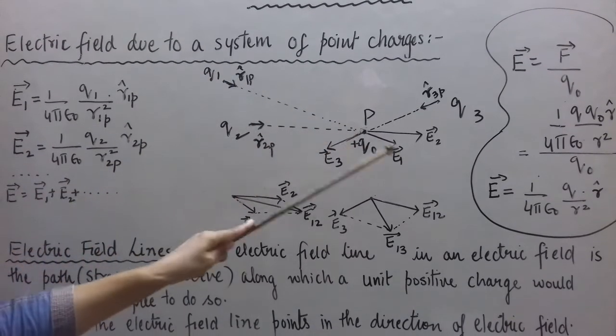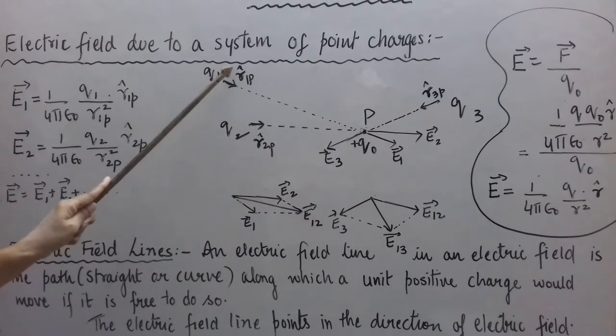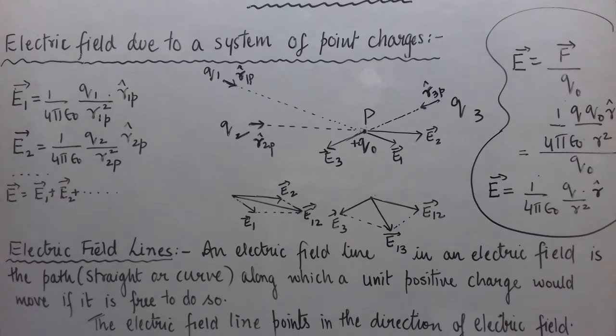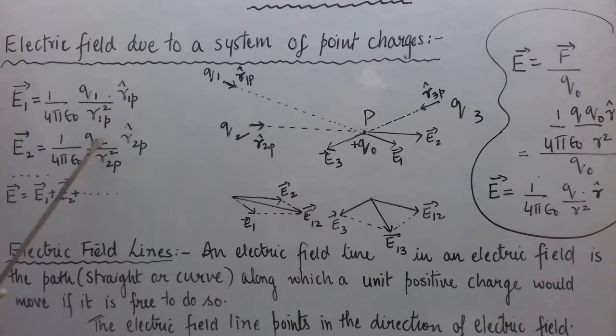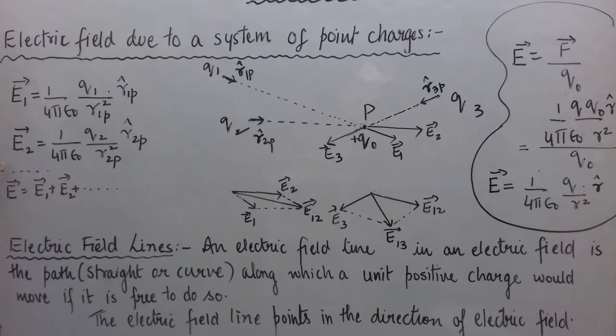So this should be the direction of E1 bar, and hence it will be along R1p cap only. So here R1p cap. Similarly, we can write E2 bar as 1 upon 4 pi epsilon naught, Q2 upon R2p square, into R2p cap. So we can write this for n point charges, if we have a system of n point charges.